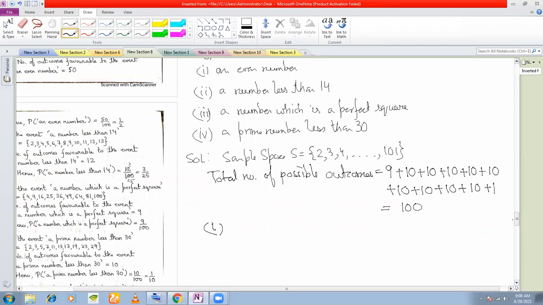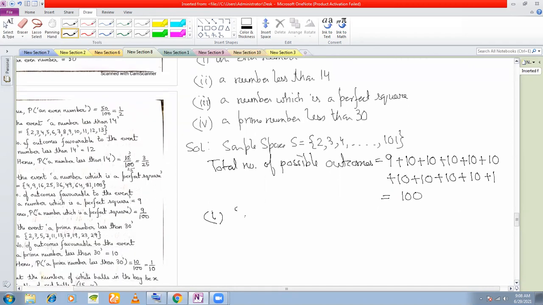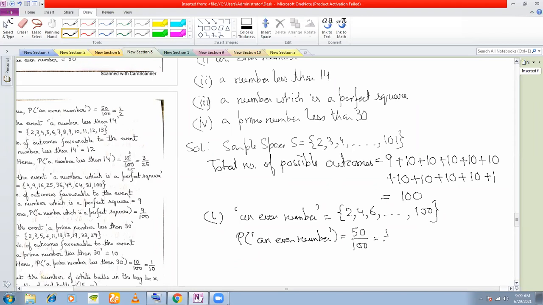First question, an even number. What is this event? An even number between 2 and 101. So 2, 4, 6, and so on. How many numbers here? 50, right? So the probability of an even number is equal to 50 by 100, which is half.